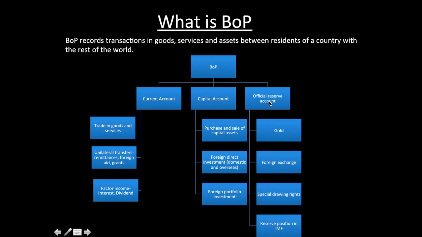Third is official reserve account. These are the reserves which the central bank of a country holds. So these consist of gold, first of all. Secondly, foreign exchange reserves, which are almost 350 billion for India right now. Third is special drawing rights, and fourth is reserve position in IMF. These are the four official reserves.